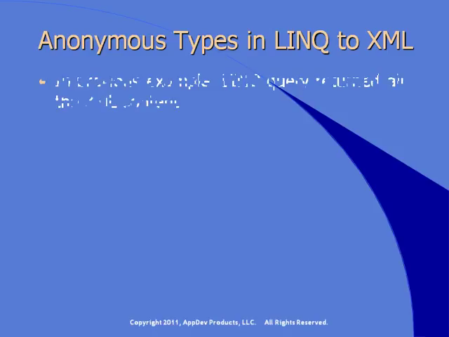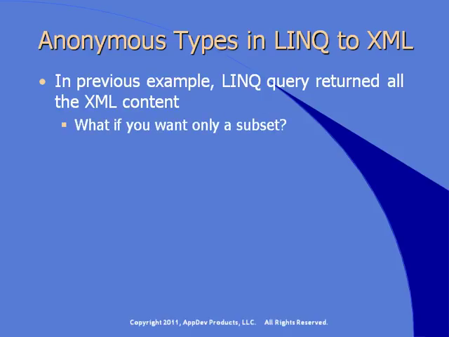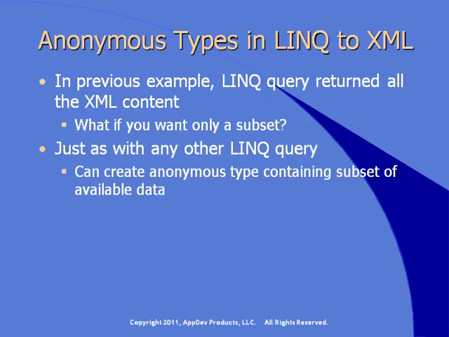In the previous example, our LINQ query returned all of the XML content. What if you only want a subset of the XML content, maybe a field or an attribute or two? Just as with any other LINQ query, you can create an anonymous type containing a subset of the available data. You supply the structure, and LINQ will supply the values. Let's look at an example that shows off working with an anonymous type and LINQ to XML.